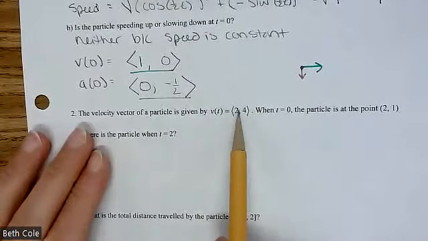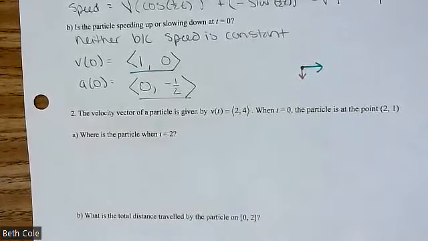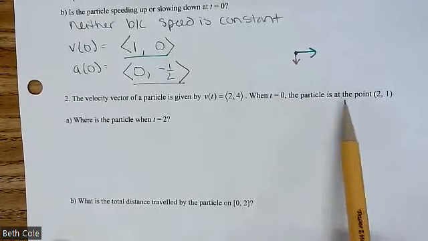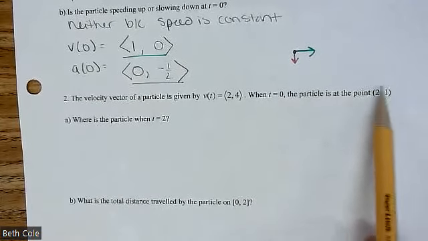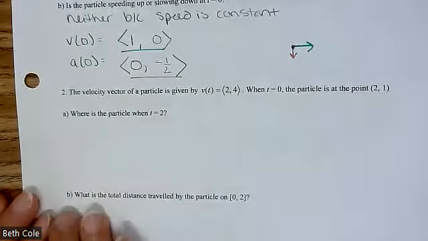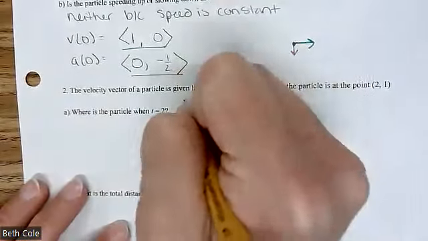Velocity is what we're given here. Our velocity. What do you notice about it? Constant. When time is nothing, the particle is at the point (2, 1). So this is our initial condition. Because this is constant, you can actually get the answer without doing any work. I'm still going to work it out, but when it's constant, watch what you can do.